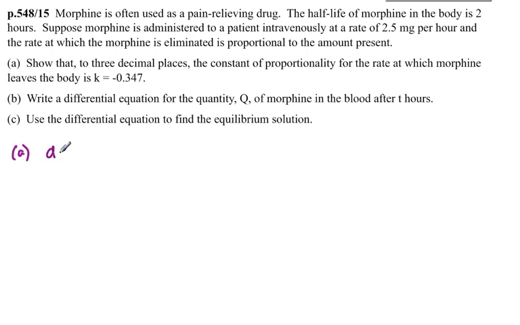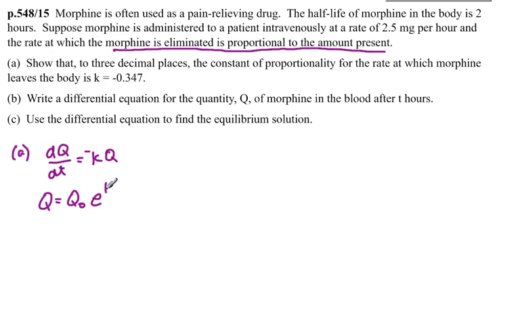So we have dQ/dt equals kQ is the situation we have in all of these because we're told that morphine is eliminated proportional to the amount present. So here we go. This is the rate at which it is changing. It equals kQ. Since it's going down, you're welcome to put a negative there, or you can just know that k is going to be negative. All right, so when we solve this, we can do it the quick, easy way. Q equals Q sub 0 e to the kt. So there we go. And we're asked to show that k is negative 0.347.